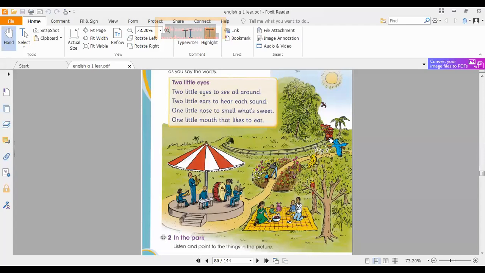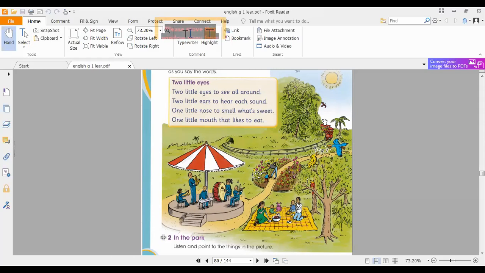So how can you see the things in the park? With our eyes. How can you smell the things in the park? With our nose. How can we eat the things? With our mouth. How can you touch the toys? With our hands. We can feel them. It is soft or loud. Then there is a band that is playing music and the train is passing by.